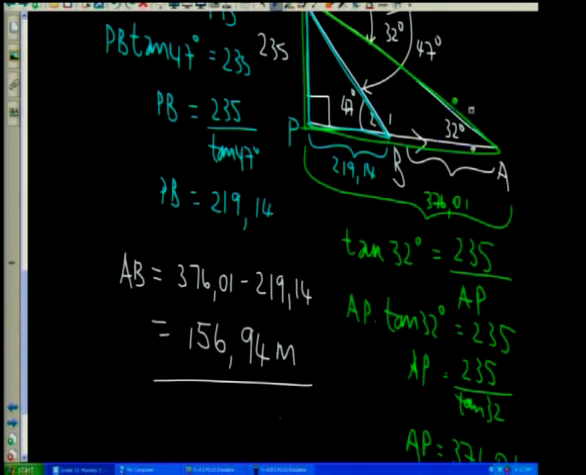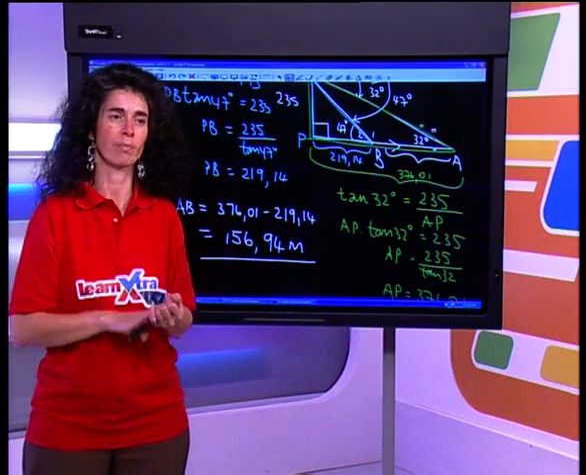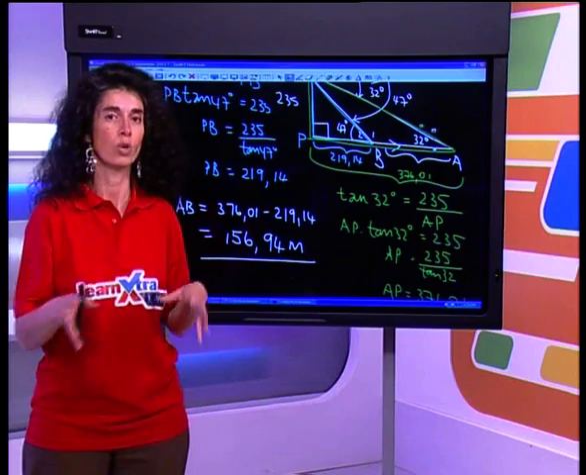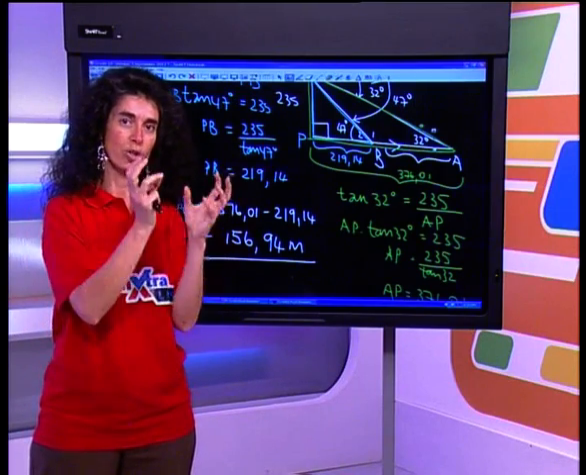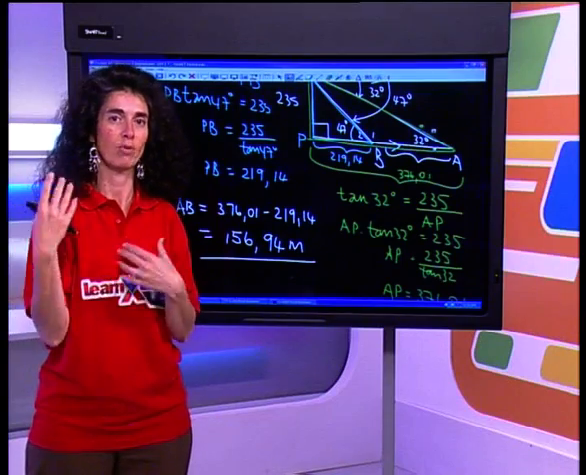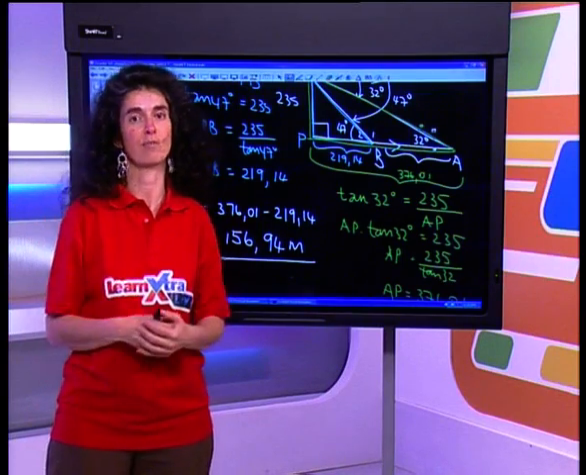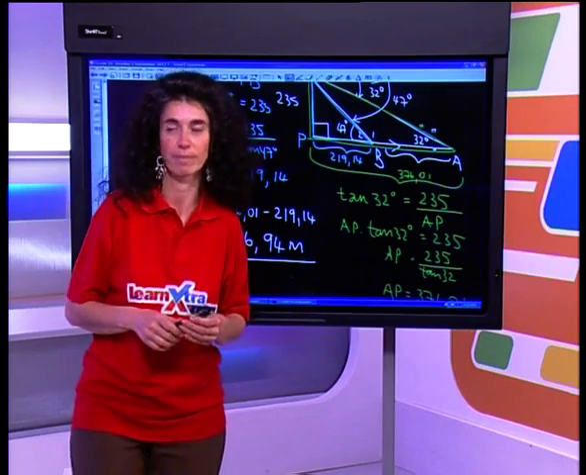So there we go. What we've done mathematically is what we call modeling. We've modeled what was in words into a mathematical diagram, and we've been able to use trigonometry to help us to find the length between those ships.